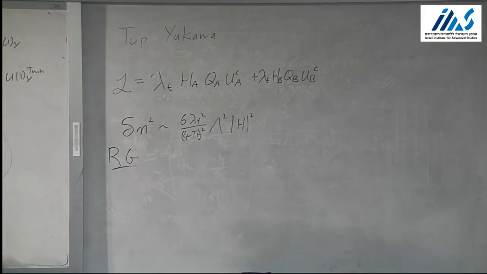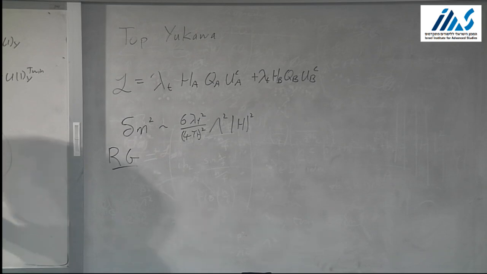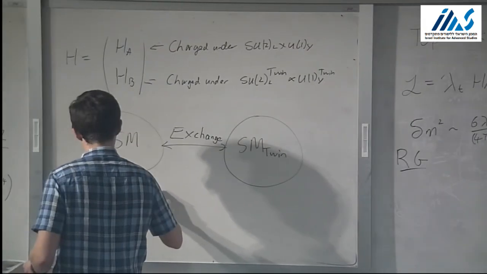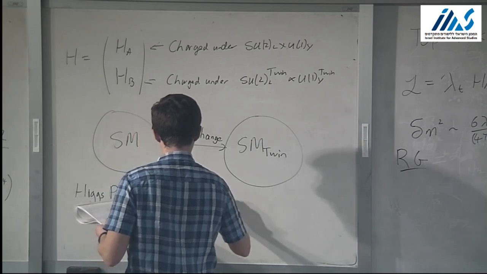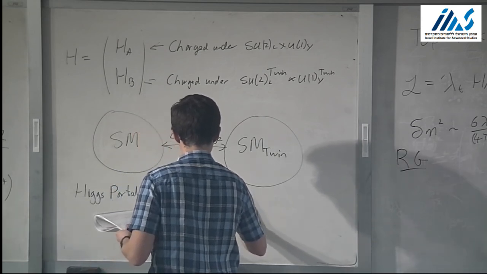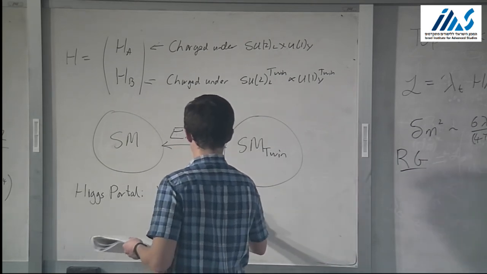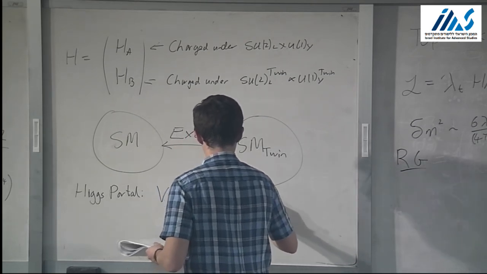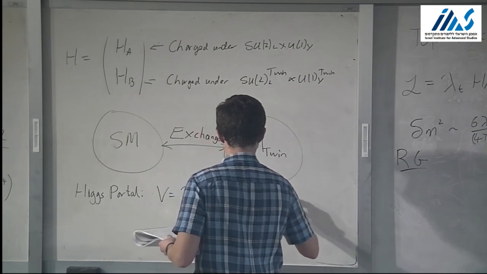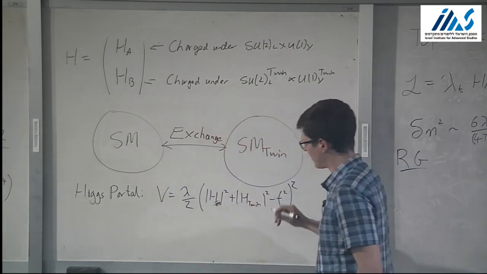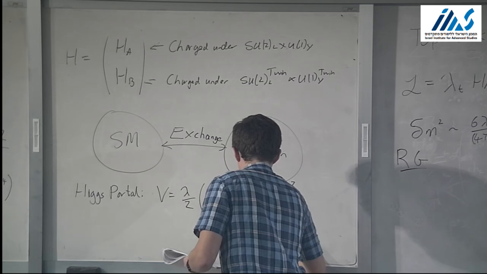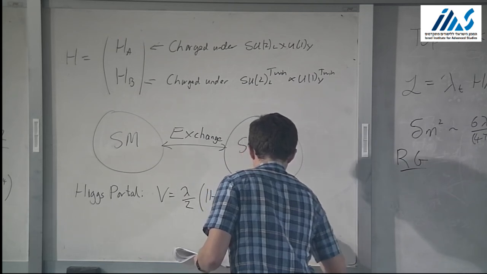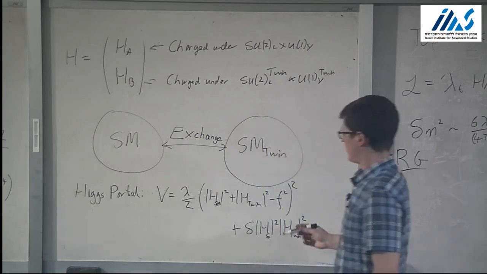And the last thing we've done is that we've said that there's some Higgs portal interaction, which is this guy here. V looks like lambda over 2 times H squared, where this is H standard model squared plus H twin squared minus F squared. So this is just a generic SU4 invariant potential. And we could have small pieces that break the SU4 symmetry, but they have to be small.